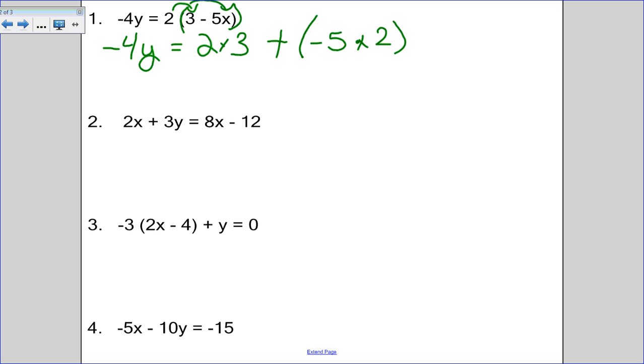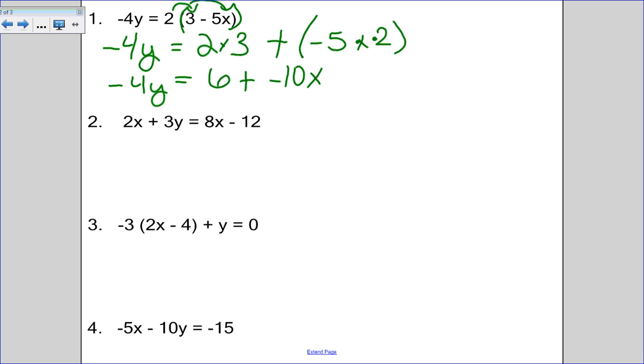You could say negative here, and then it would work out. But I think sometimes it's easier to think of the negative with the number. You are adding a negative, remember? Okay, so if I simplify that, I have negative 4y equals 6 plus, let's see, we had negative 5x times 2. What does that equal? Negative 10x. All right, good job.